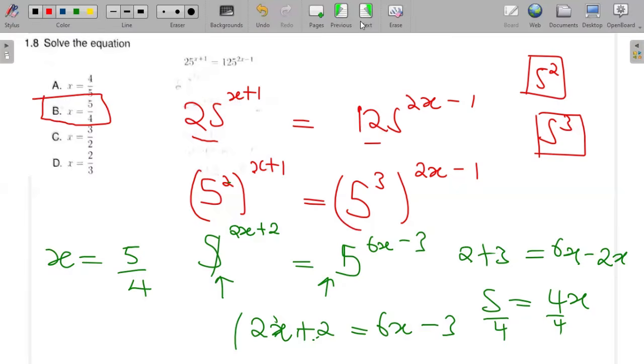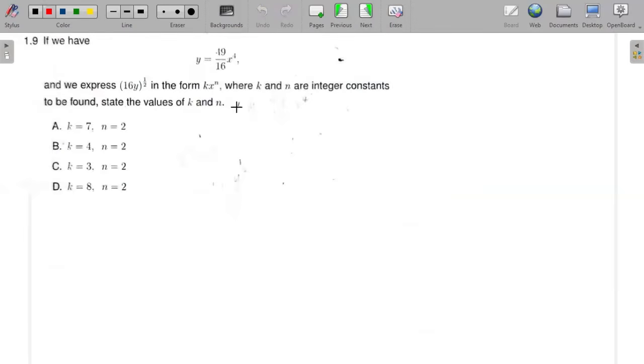Okay, so let's move to question 9, unless you guys have questions anyway. So question 9, they're saying if we have y is equal to 49 over 16 and then x to the power 4, and we express 16y to the power half in the form k x to the power n, where k and n are integer constants to be found. State the values of k and n.